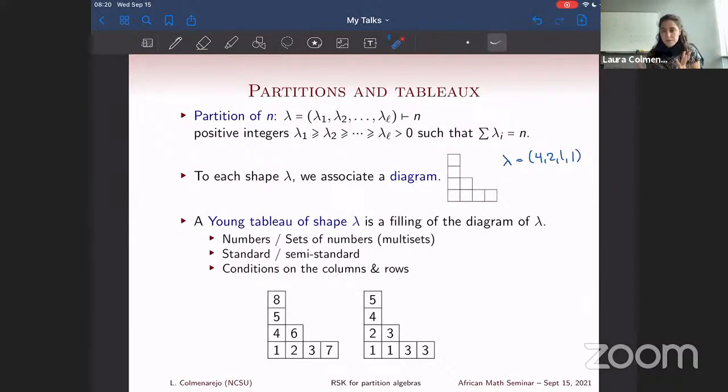And what we are going to be doing during the talk is considering fillings of these diagrams. Those are called Young tableaux. And the fillings that we are going to consider are going to be either with numbers or sets of numbers that I'm also going to call multisets.